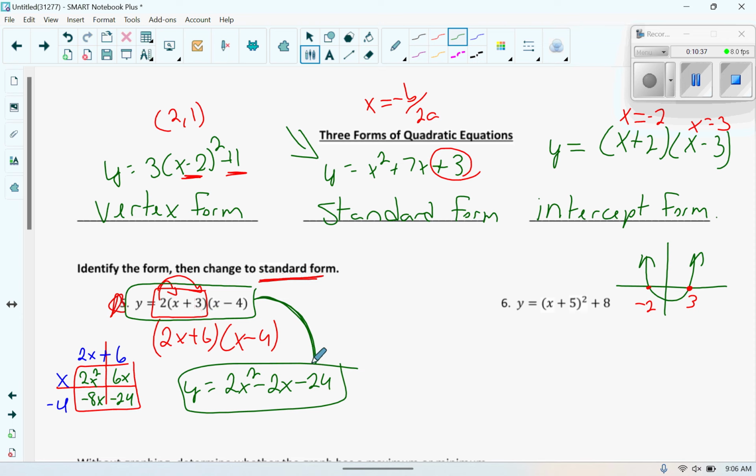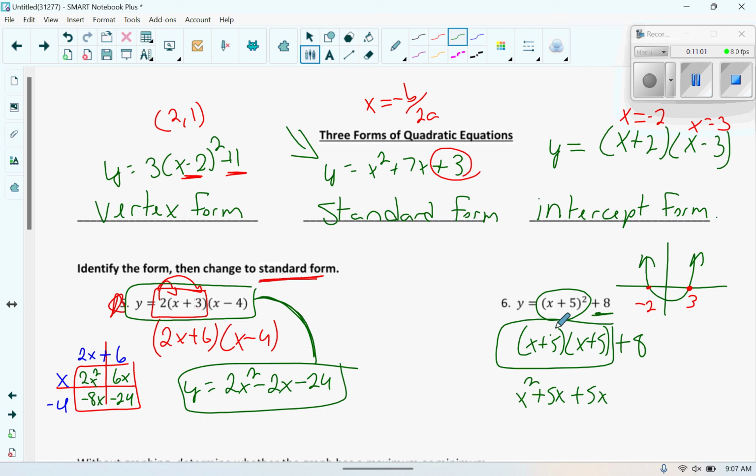Okay, number 6 is a little bit trickier. Whenever you see this, that's the same thing as x plus 5 times x plus 5. And order of operations says that we have to do that first before we can add that 8. So I'm going to do box or distribute, and I'm going to get x squared plus 5x plus 5x, and then plus 25 right there. And then I'm going to add that plus 8x on, and then just combine like terms. So I have x squared plus 10x plus 33 for my answer.